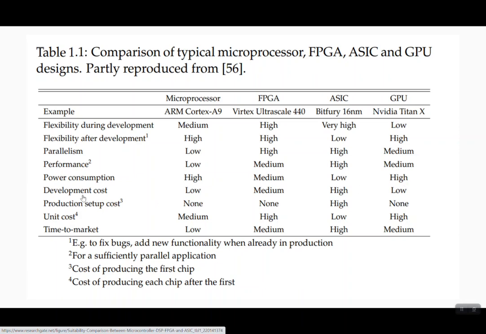Development cost for microprocessors, which is the most important factor, is low. For FPGAs it is medium and can be high depending on which FPGA you're working with. Similar is the case with ASICs and GPUs. The development cost can be low. Production setup cost, as you can see in the case of ASICs, can be high because companies have to make a special order for IC manufacturing in order to manufacture the ASIC, but there is no such cost for general-application ICs that IC manufacturers produce. Similar is the case with GPUs.